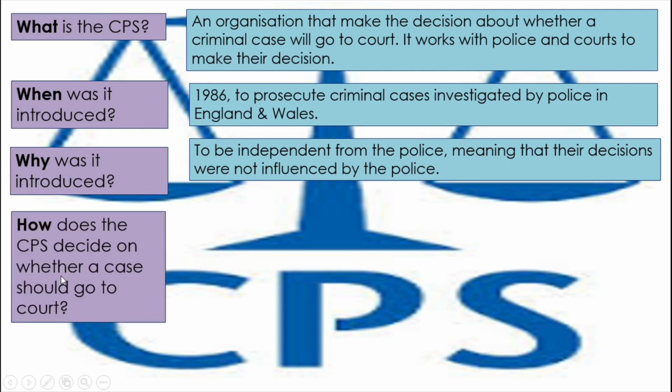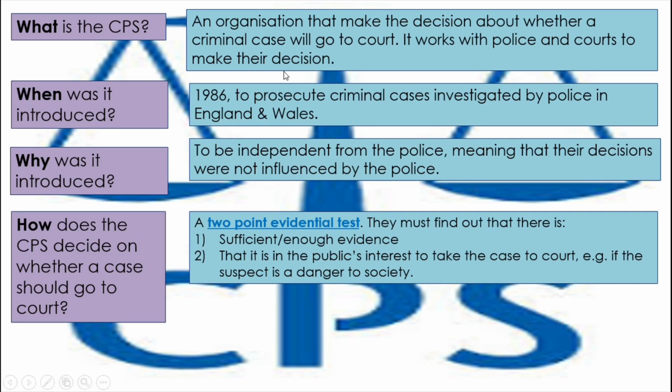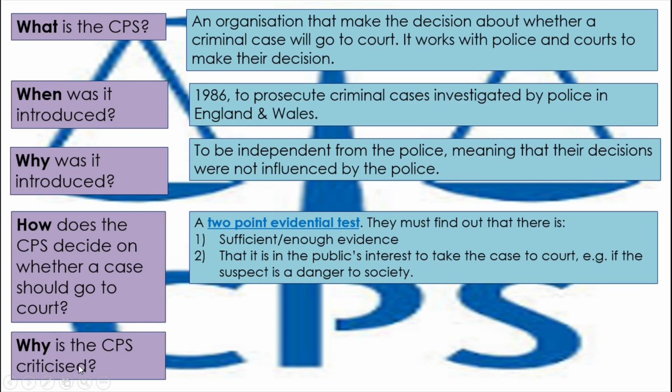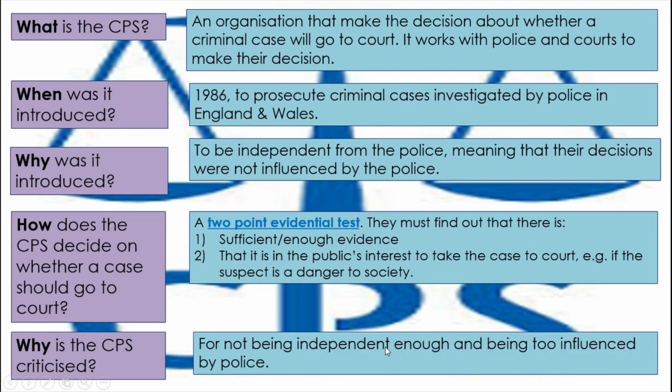How does the CPS decide on whether a case should go to court? This is a very important piece of information. They use a 2-point evidential test. This means they must find out the 2 following points. Number 1, is there sufficient or enough evidence to charge the individual and have them go to court? Secondly, they must show that it is in the public's interest to take the case to court, e.g. if the suspect is a danger to society. These are the 2 points that must be fulfilled in order for an individual to be taken to court and trialled. Why is the CPS criticised? The CPS is criticised for not being independent enough and being too influenced by the police.